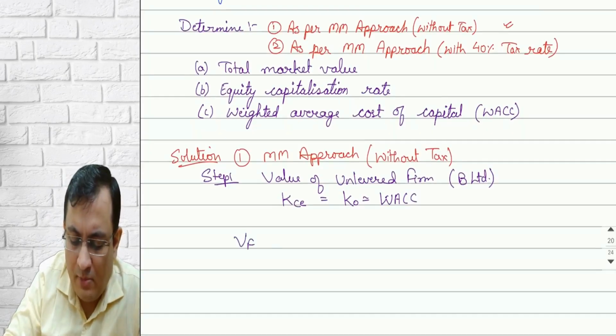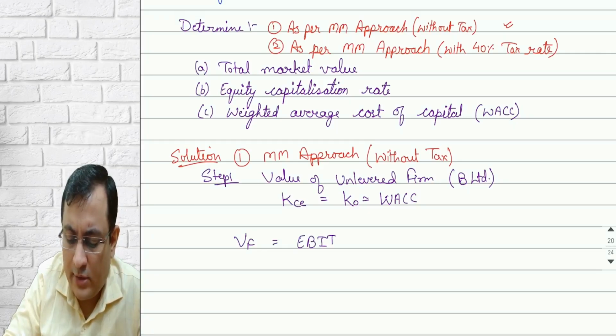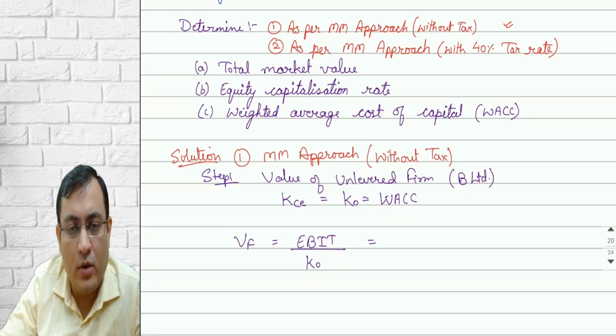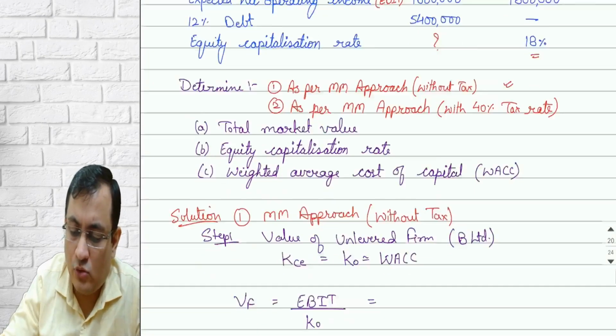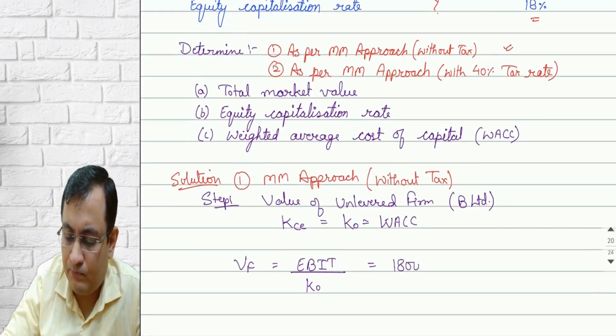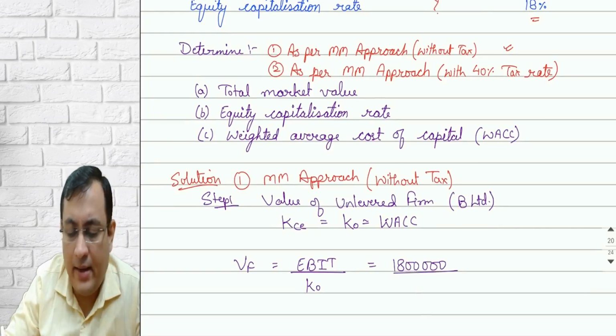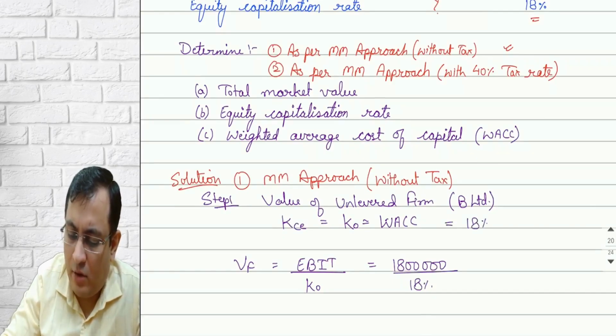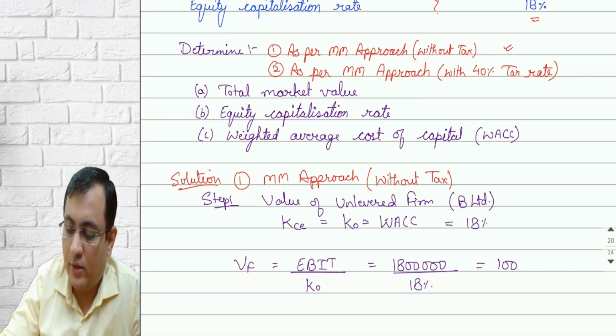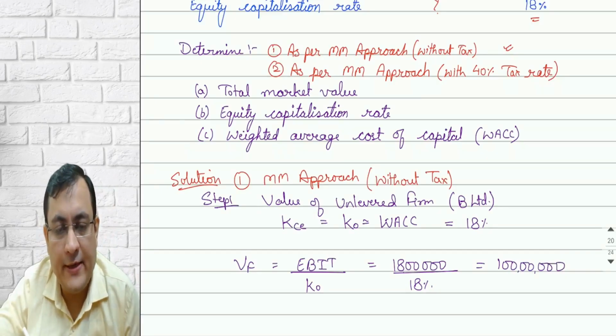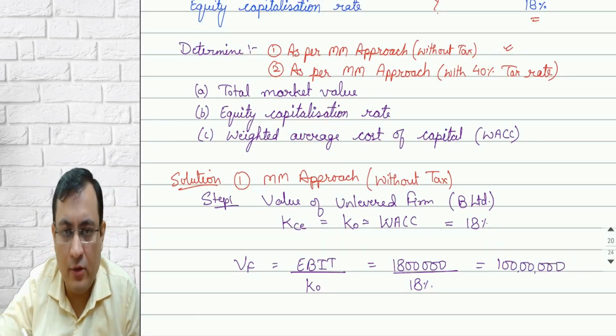What is the value of firm? Value of firm is your EBIT, your cash flows, discounted by your WACC. It is equal to overall cost of capital. So it is equal to 18 lakhs divided by how much? 18%. We have got a value of 18 lakhs, so it is going to give 1 crore. 1 CR is the value of firm.